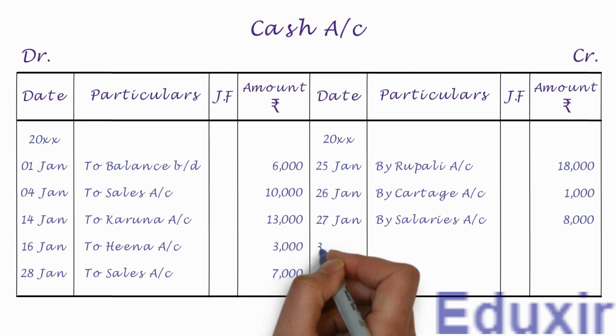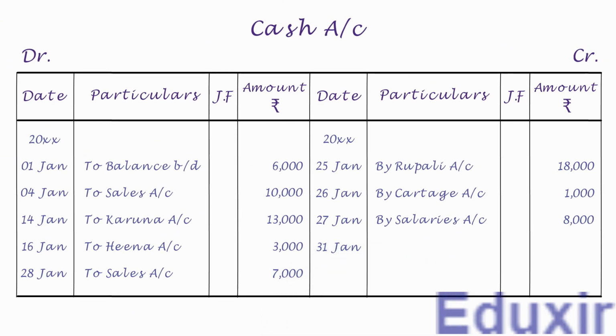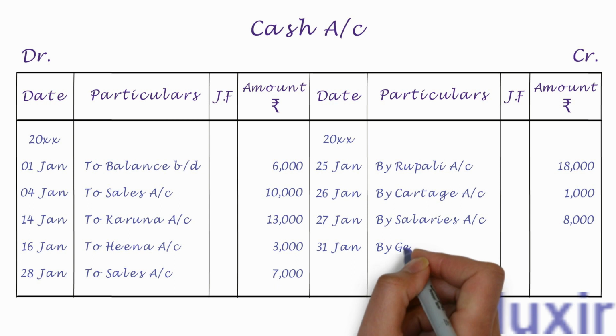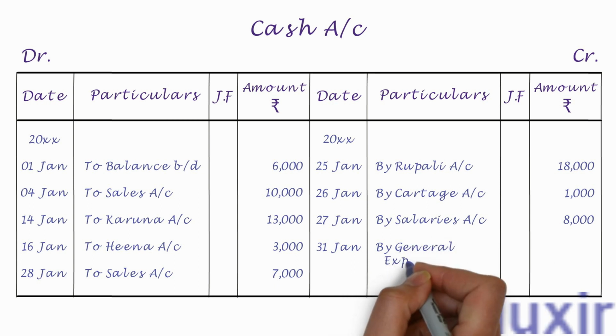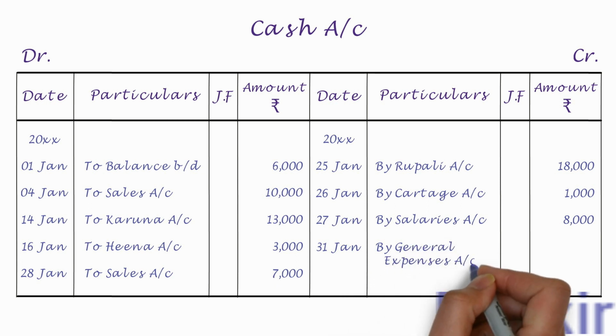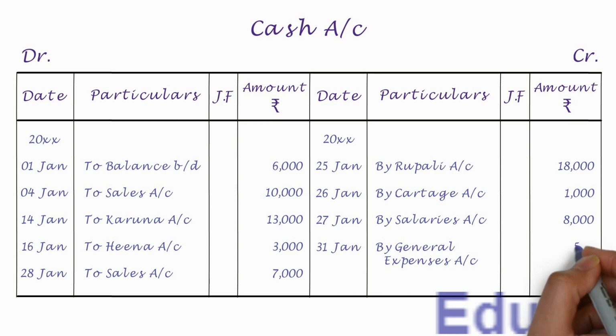Let us first write the date in the date column. We need to write by general expenses account into the particulars column. Let us write the credit amount of 500 rupees into the amount column. With that, we have completed the posting of this journal entry into the cash account. In fact, we have completed the posting of all the journal entries into the corresponding ledger accounts.